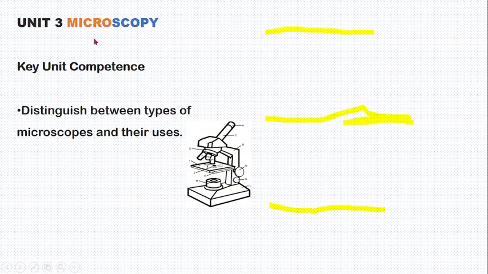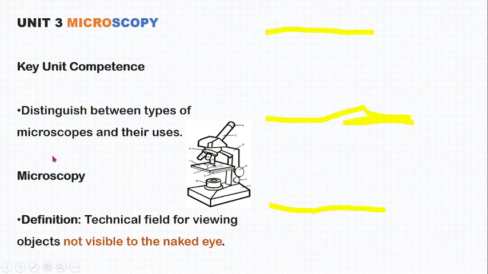So let us start. Unit number 3, which is microscopy. The key unit competence is to distinguish between types of microscopes and their uses. It means we have only 2 types of microscopy. Type number 1 is light microscopy, type number 2 is electron microscopy, and both are subdivided. I encourage you to sit with me, understand me, raise the volume, study hard. Success is not an accident. Thank you. Let me start by defining microscopy.